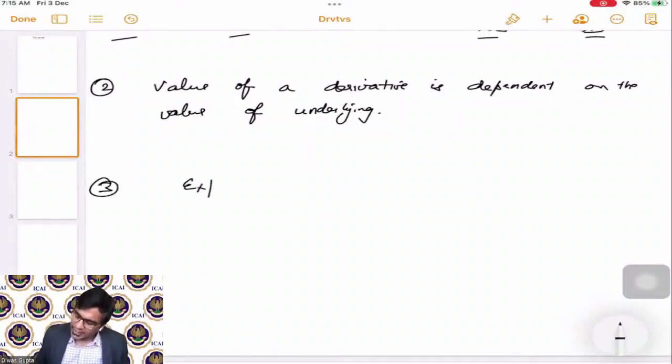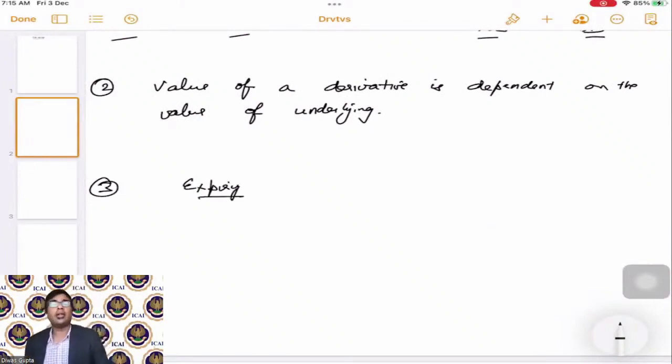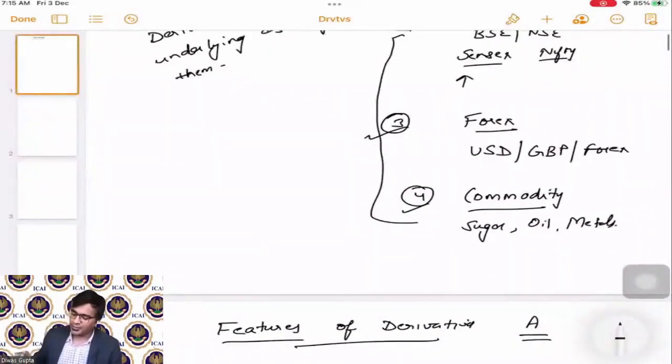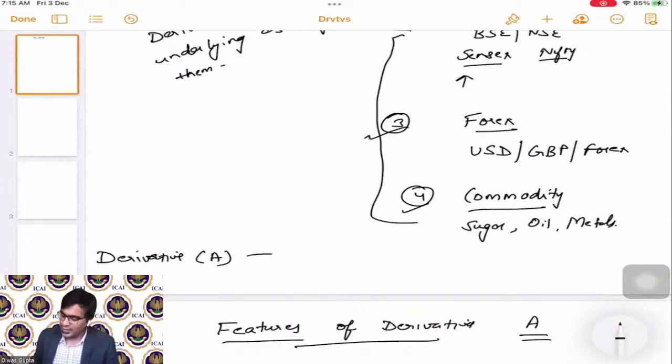There is an expiry element to most of the derivatives. Okay, not all the derivatives, but most of the derivatives have an expiry element. That means a derivative, which is a financial instrument. Okay, now let me elaborate it further. Now, students, keep on noting these points. Derivative, which is an instrument, correct? It is nothing but a financial instrument.